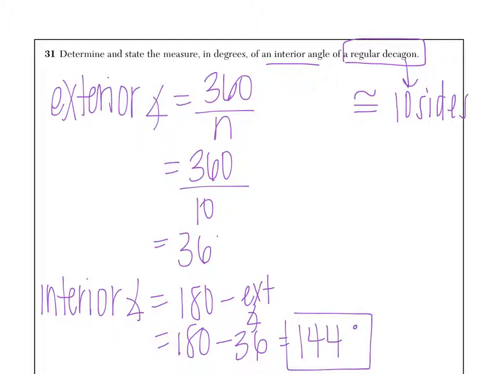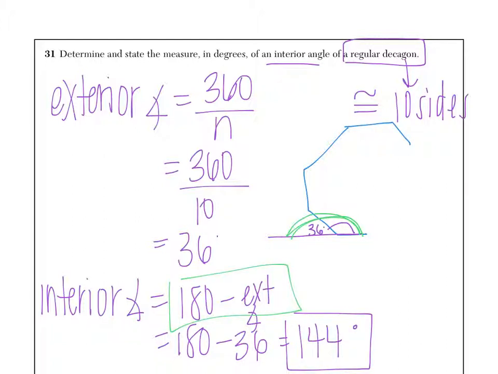That's your final answer. Now the reason this works is because we have this 10-sided figure. I'm not going to attempt to draw all 10 sides here, but we know that an exterior angle is currently 36 degrees. And we're looking for this interior angle. Two angles on a straight line sum to 180, which is why we subtracted from 180. So again, final answer is 144.